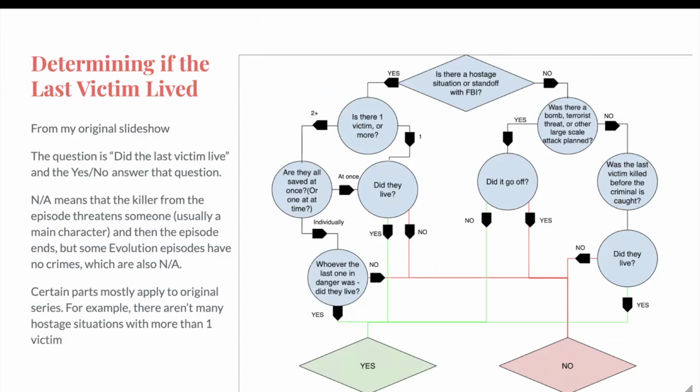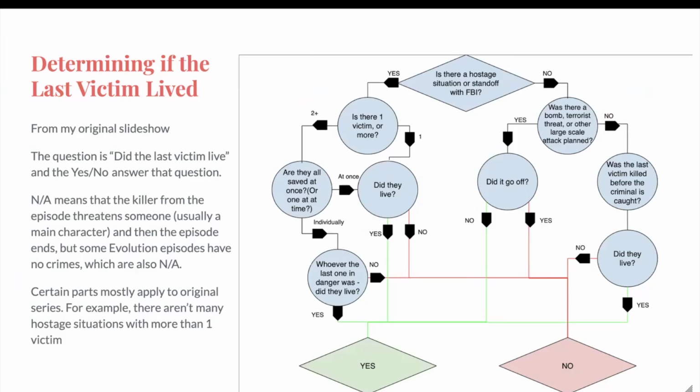This is a flowchart I made back a couple years ago when I recorded data for the original Criminal Minds, and I just made it to explain my thought process for how to decide whether or not the last victim lived. And it is usually fairly clear in Evolution, but the thing that might not be clear is NA, which stands for not applicable and means that the killer from the episode threatens someone, usually a main character, and then the episode just kind of ends before we really find out what happened to them.